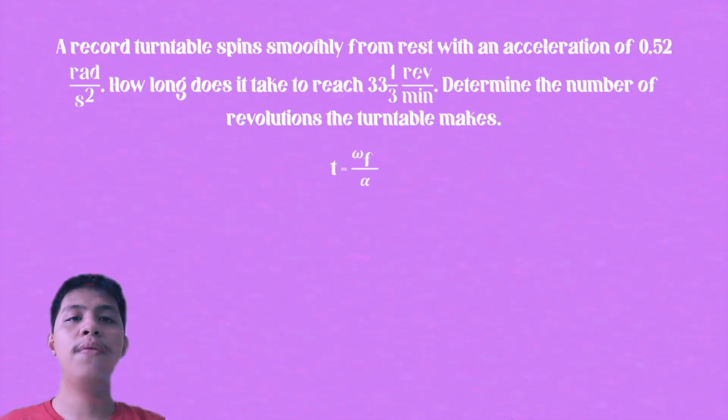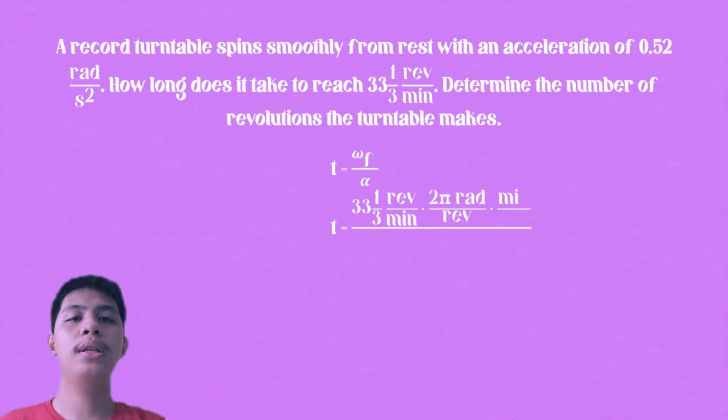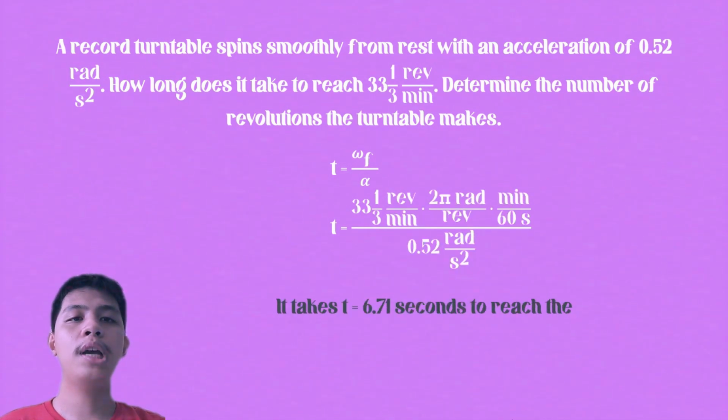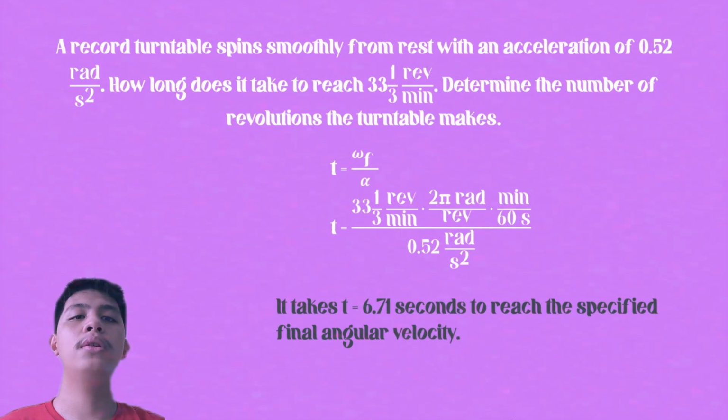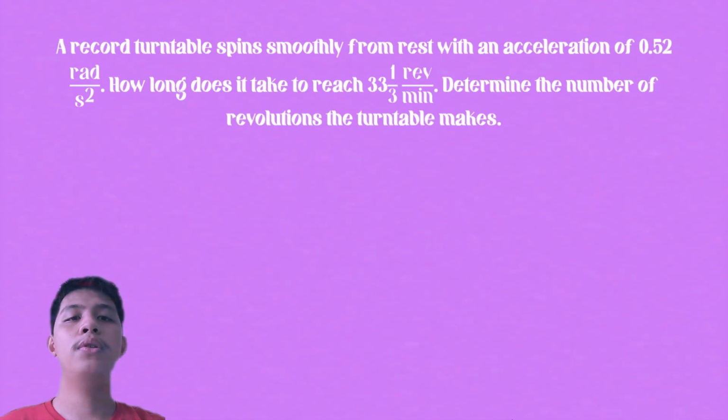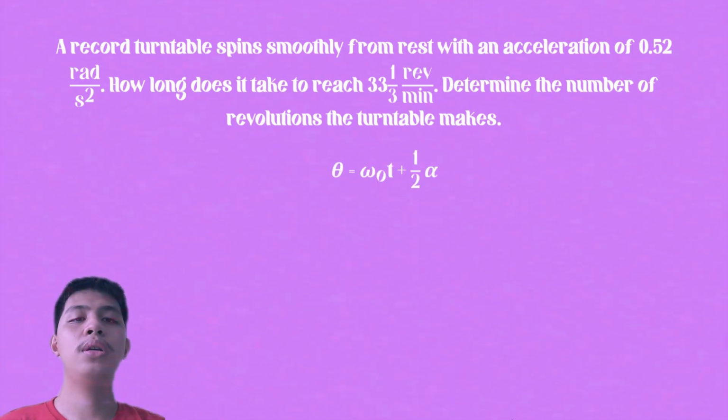Then let's substitute the values and convert to rad per second in order for us to cancel the other units and also cancel the square of the time. After substituting the values and converting, we got the value for time, which is 6.71 seconds to reach the specified final angular velocity. But we're not done yet, for the problem also asks us to determine the number of revolutions the turntable makes. To do that, we're going to use the second equation, which is angular displacement is equal to initial angular velocity times time plus 1/2 times angular acceleration times time squared.